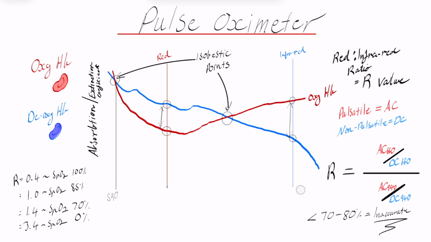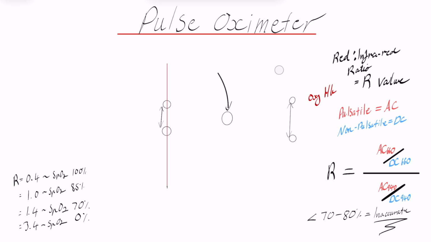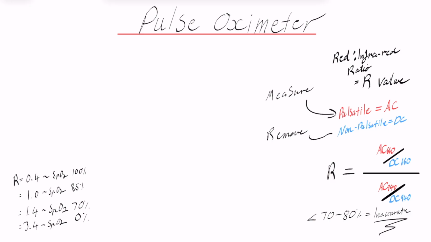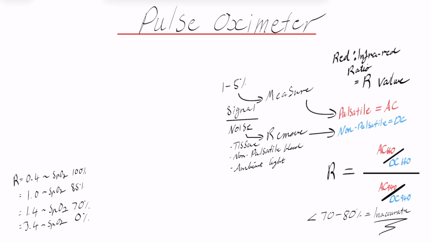So to make these R values accurate, you have to be able to measure the signal you want to measure, which is the pulsatile blood flow. And you want to remove all the noise and all the background artifact that's going to disrupt this signal. Only about 1 to 5% of the signal measured is the useful pulsatile component. The rest is all noise that we want to try and remove, and that's from tissues, non-pulsatile blood, motion, and ambient light. So a low signal to noise ratio is inaccurate, while a high signal to noise ratio gives us a reliable reading. So removing noise is an important feature of filtering for these devices.